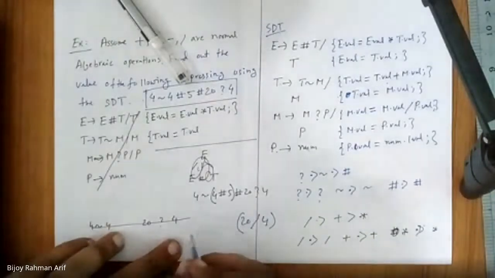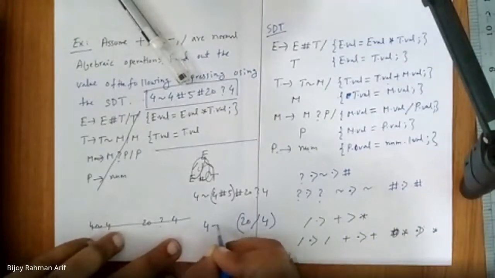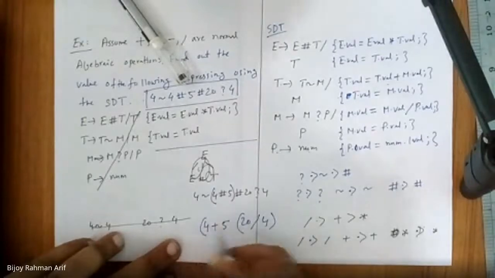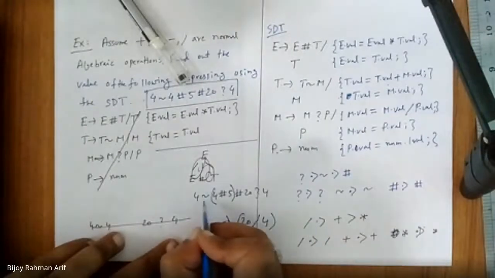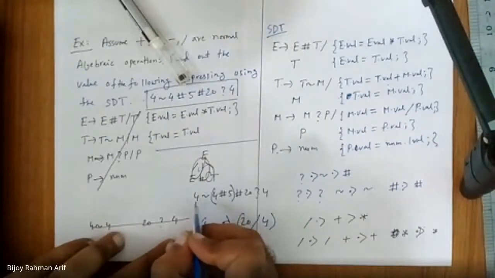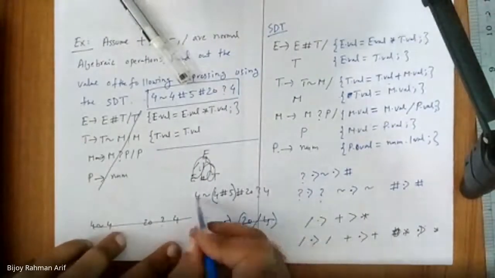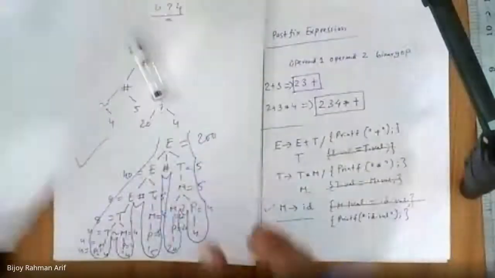So what would be the case? 4 plus 5, I have to do this first. Then the next one, because star is the... Oh, I'm making a mistake. Like this.